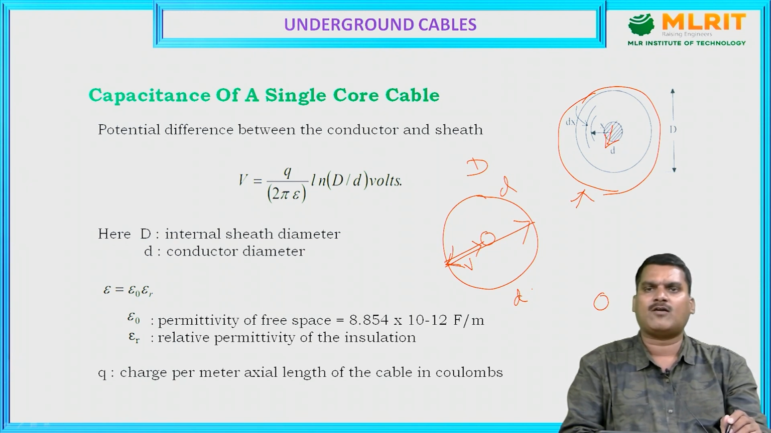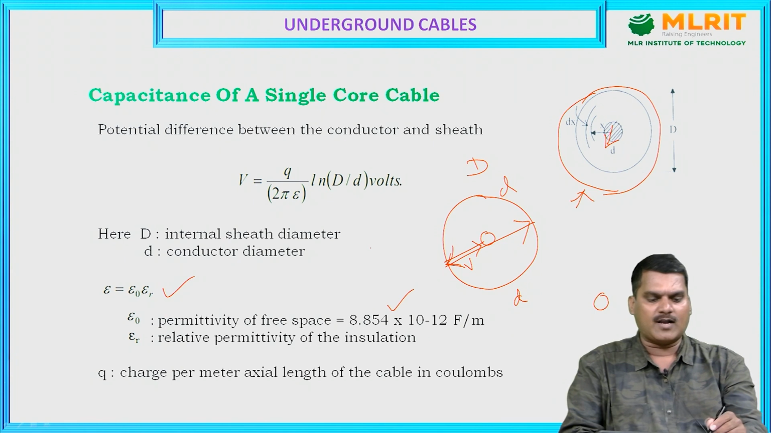We can replace epsilon as epsilon naught into epsilon r. Epsilon naught is the permittivity of free space, which we know is 8.854 into 10 to the power of minus 12 farad per meter. Epsilon r is the relative permittivity of the insulation. Relative permittivity has no units, because it is a ratio of permittivities. As we said, Q is the charge per meter axial length of the cable. That means if you take a 1 meter length of the conductor, the charge on it is Q.